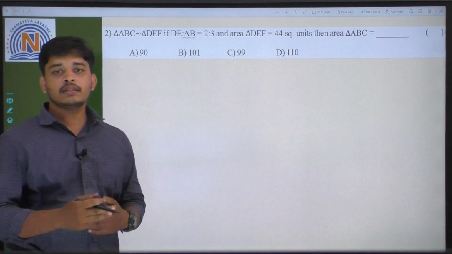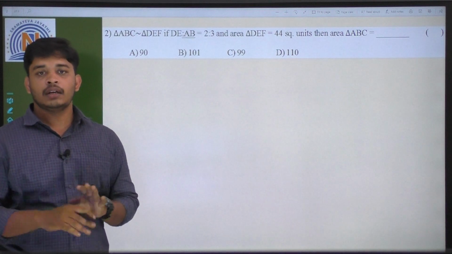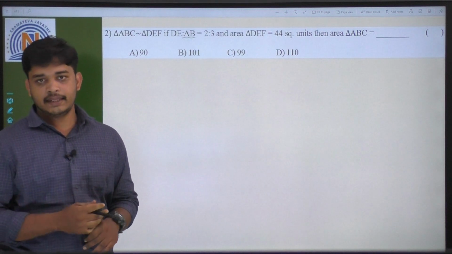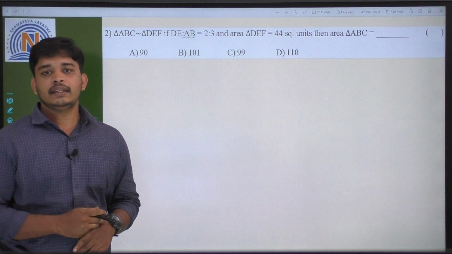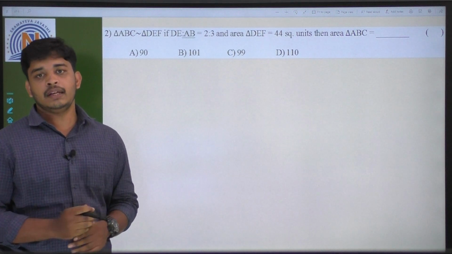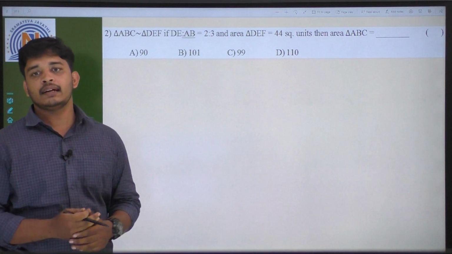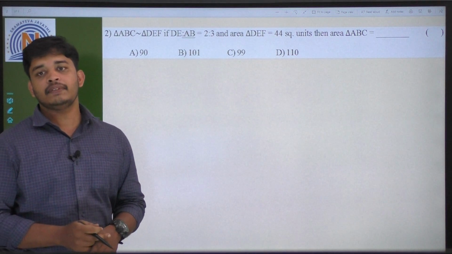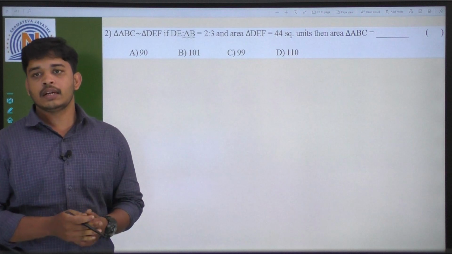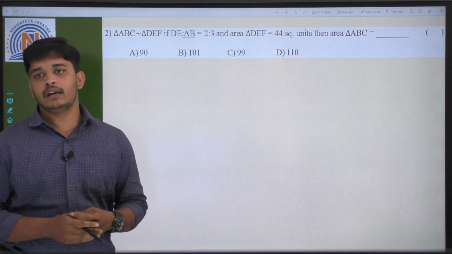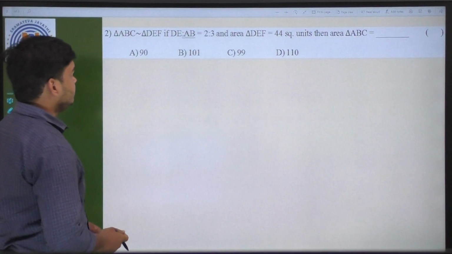Now coming to the next problem. Triangle ABC is similar to triangle DEF. If DE is to AB is equal to 2:3 and the area of triangle DEF is equal to 44 square units, then find the area of triangle ABC. So we need to calculate the area of triangle ABC.